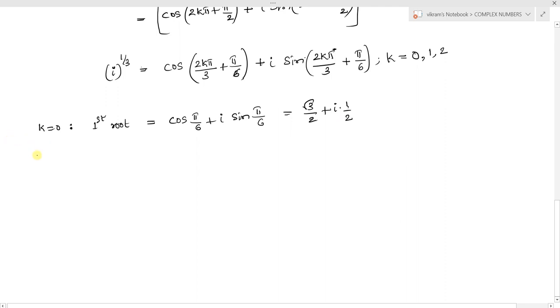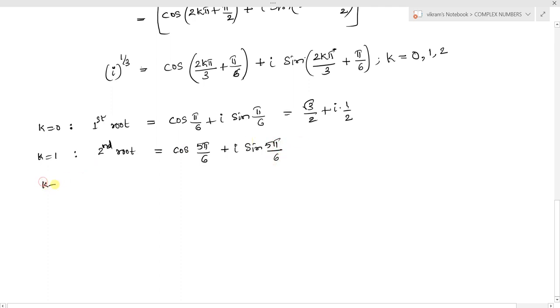And if k is equal to 1, we obtain the second root of the given i power 1 by 3. For k equal to 1, 2 pi by 3 plus pi by 6, then we can simplify this as cos of 5 pi by 6 plus i times sine of 5 pi by 6. Then you can find the value over here.